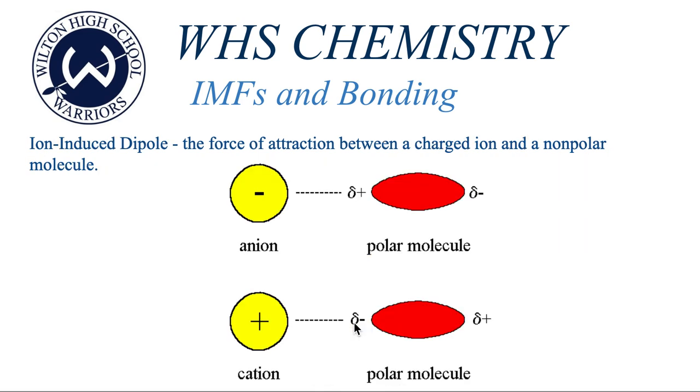So an ion-induced dipole is the force of attraction between a charged ion and a polar molecule. So we have a polar molecule here, and that was a mistake. It's just polar molecule. So here we have a polar molecule where it could possibly be water and NaCl. So obviously there's a positive side of the water molecule here, and that would attract the anion, and the negative side of the polar molecule would attract the cation.